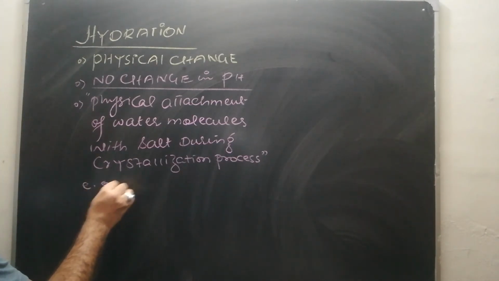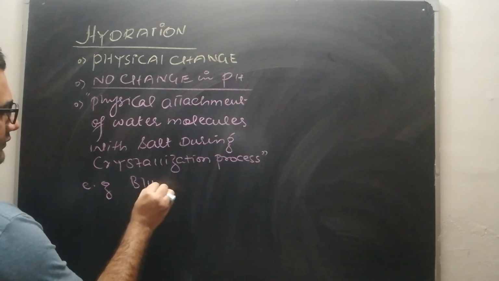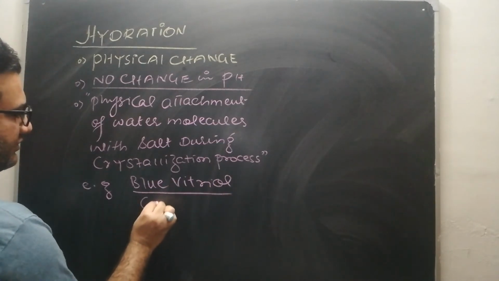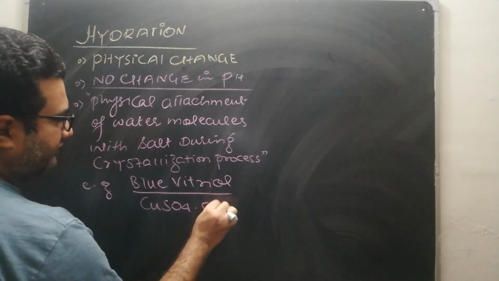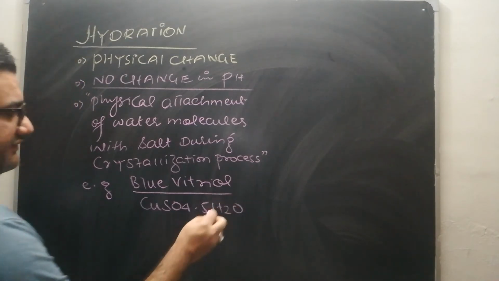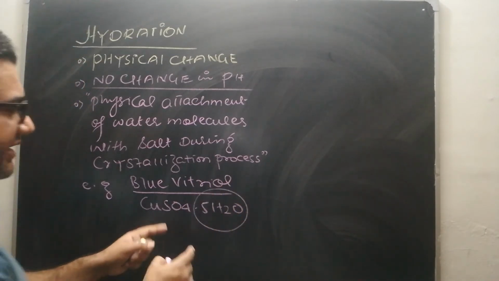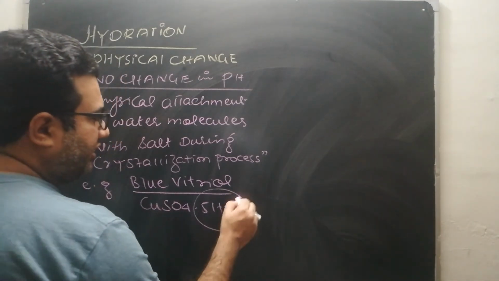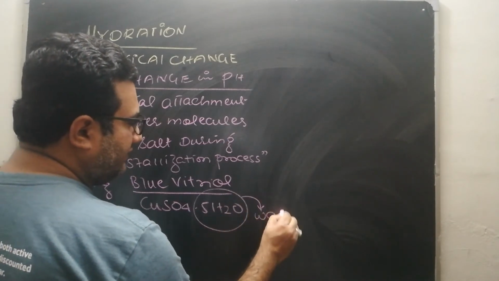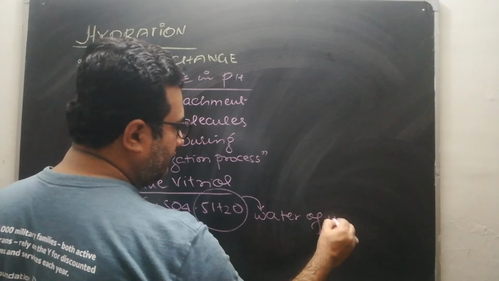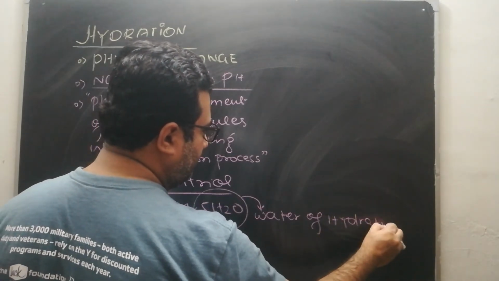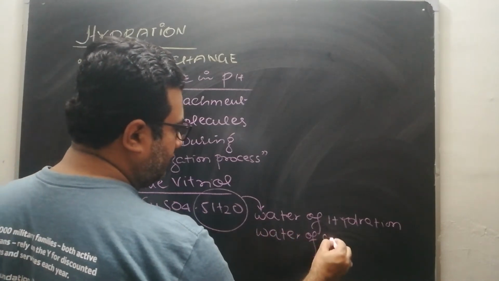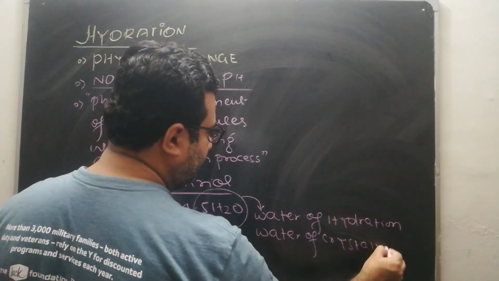For example, in the case of blue vitriol, there is copper sulfate dot 5H2O. Now these 5 water molecules are physically attached to the copper sulfate, and this is called blue vitriol. These 5 water molecules are called the water of hydration or water of crystallization.